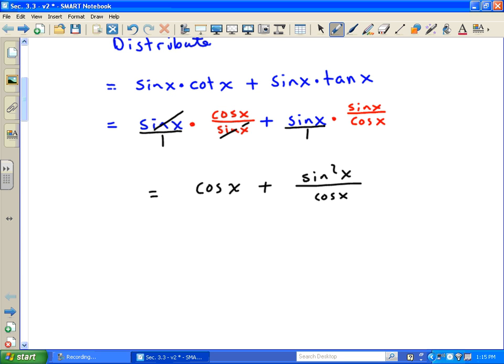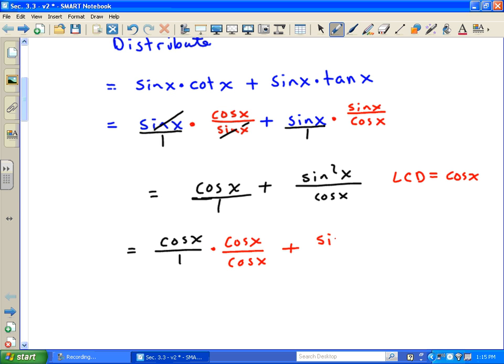Now, once I get to this point, it's sort of the same situation as before. I still have fractions. I'll put this over 1. But the difference is now I'm adding fractions. To add fractions, I need a least common denominator. Okay, look at the denominators. I have a 1 and a cosine of x, so that would be cosine of x. My first fraction, to be able to get the common denominator, I need to multiply it by cosine of x over cosine of x. The second fraction already has what I need, so I'm going to leave it alone.